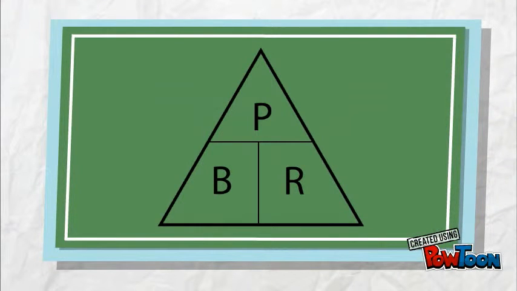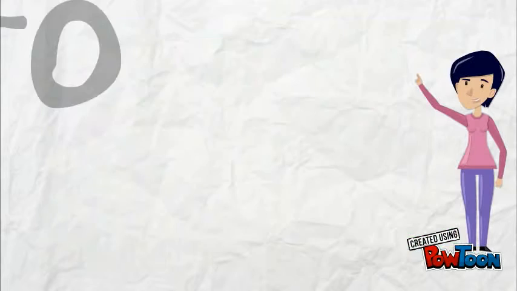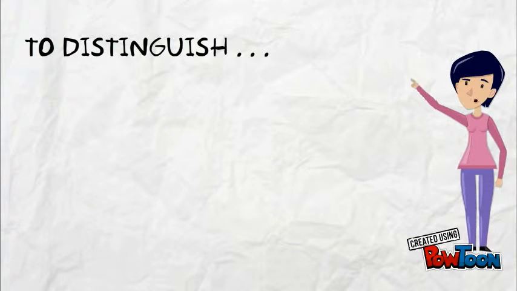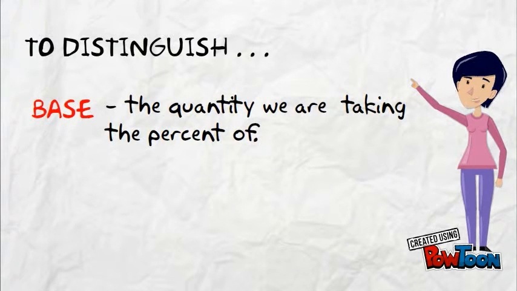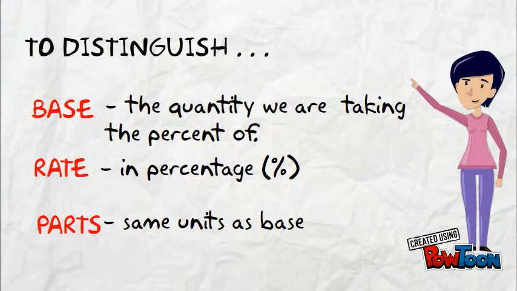In theory, we just have to remember the percent triangle. P stands for part, B for base, and R for rate. How do we know which is base, rate, and part? In a word problem, base is the quantity we are taking the percent of. Rate is always in percentage and part has the same units as base.